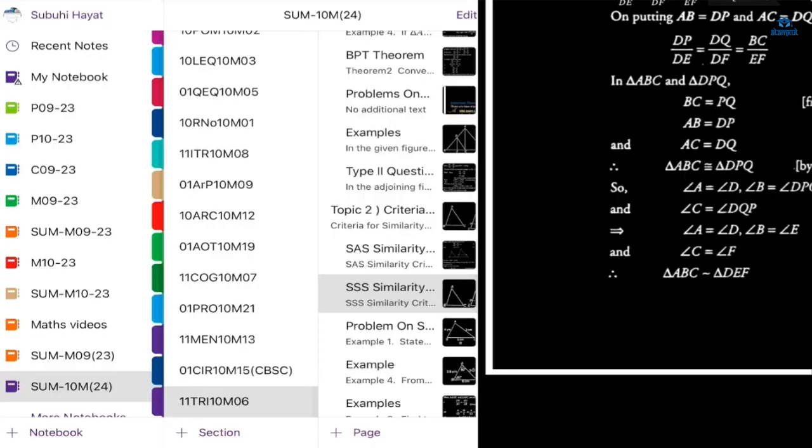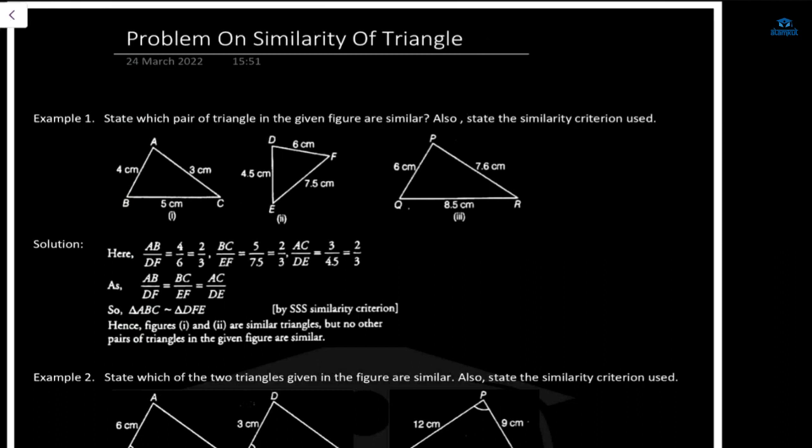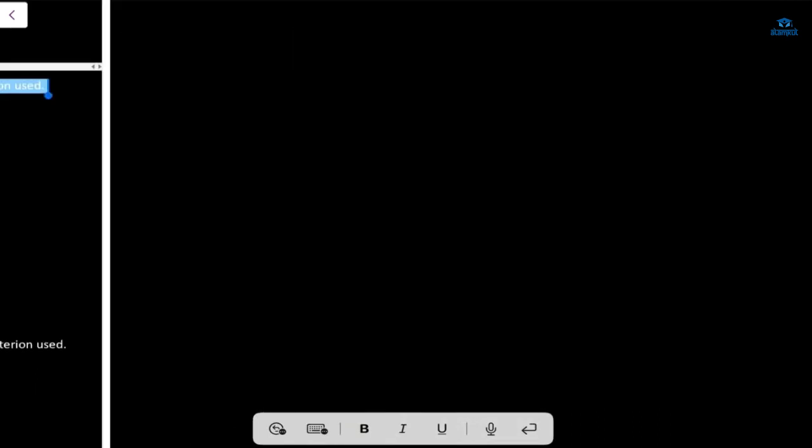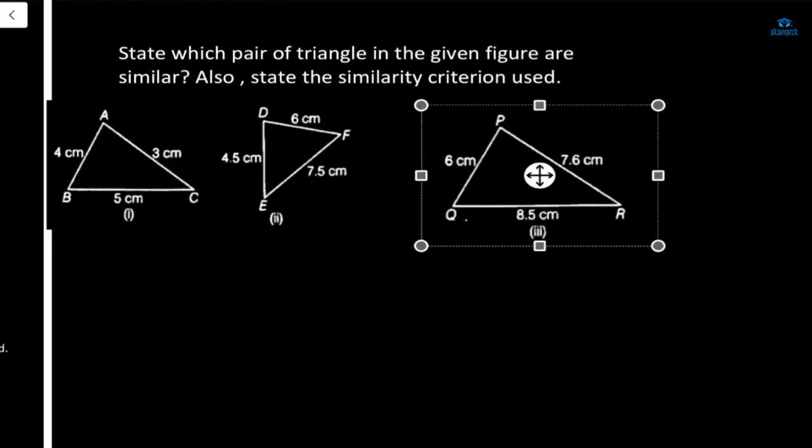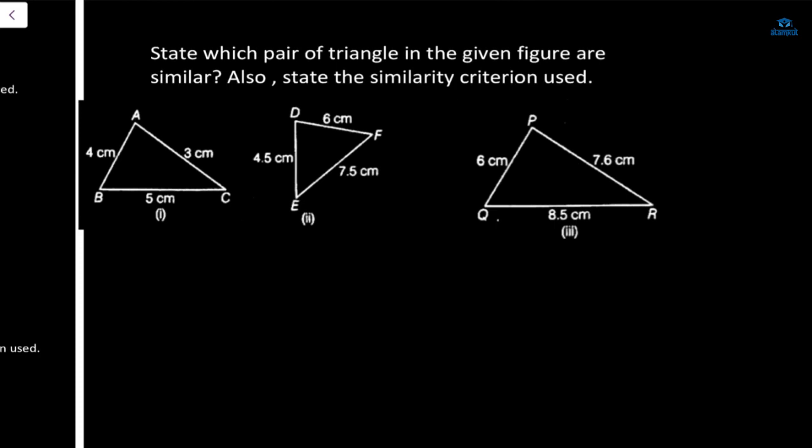Now, if you come to a problem based on this similarity of triangles, can you quickly do this? It is a very simple question. Can you tell me which of the triangles are similar? These are the three triangles you need to compare and check. Here you can see all three sides are given, so you can check the ratio of all three sides and tell which triangles are similar to each other. Maybe first and second can be similar, maybe first and third, maybe third and second. So you need to tell me. Can you check and tell me?